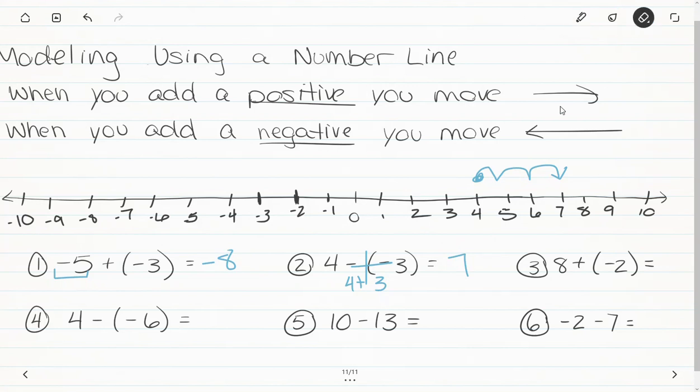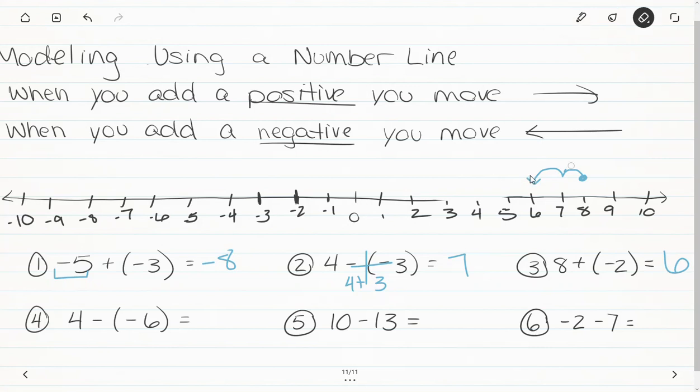All right, number 3. For number 3, I have 8 that I'm starting at. And I need to add negative 2. So I can't go forward a negative. I'm actually going to have to end up going backwards. 1, 2. So it's actually like subtraction for this one, and I end at positive 6. I have 8 positives, 2 negatives. I would have to cancel 2 of them, and I'm left with 6.